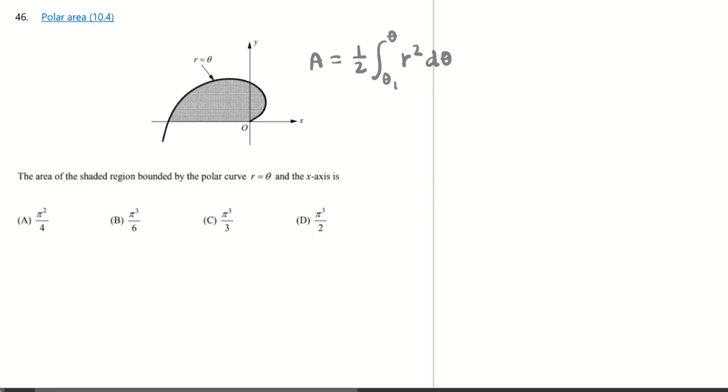And we're going to integrate that between 2 theta values, right? For now, we're just interested in being able to fluently solve these problems. And this is going to be 1/2 of the integral. Okay, we're starting here at theta equals 0. We're going to end over here at theta equals pi.